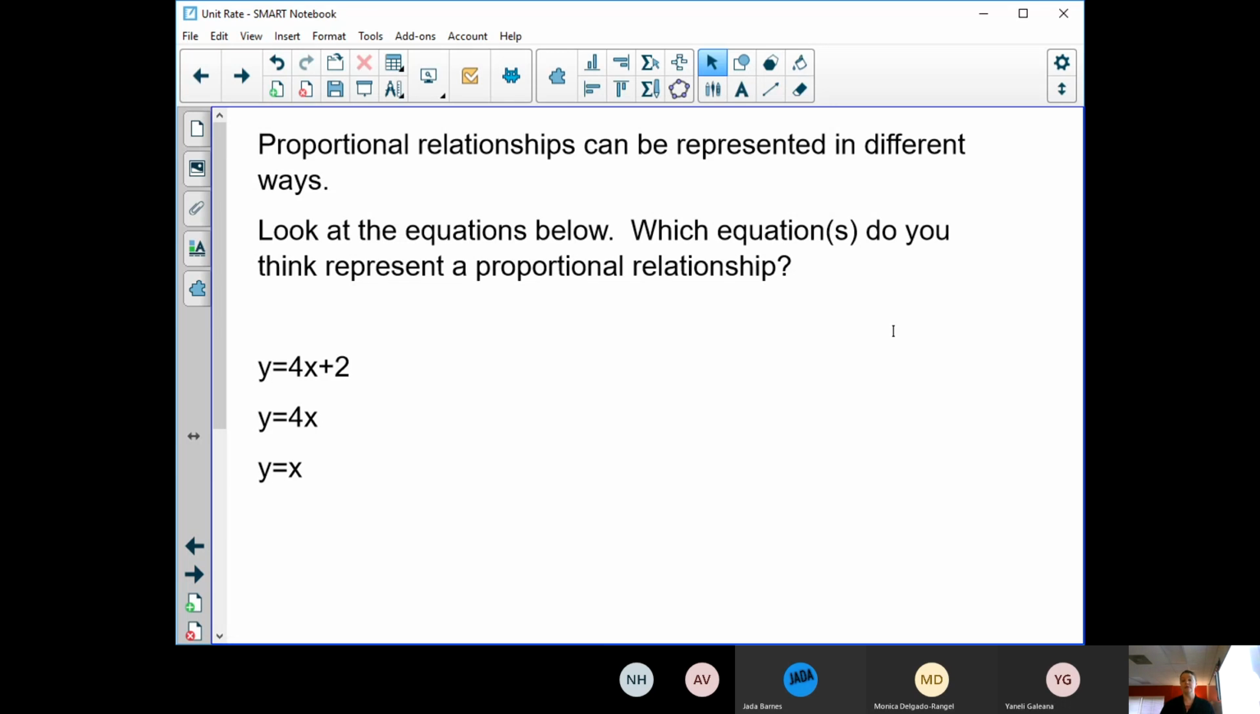What are some things we notice about the three equations? What are some things you notice about the three equations?